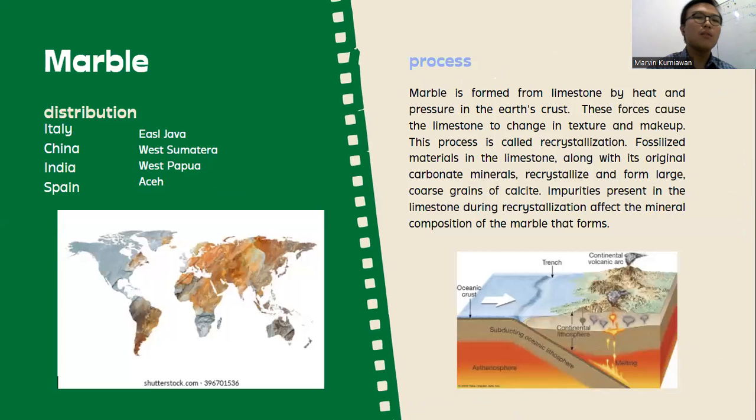The distribution in the world is in Italy, China, India, and Spain. In Indonesia, we often find it in East Java, West Sumatra, West Papua, and Aceh. The process of marble is when limestone is heated and pressured in the Earth's crust. So these forces cause the limestone to change in texture and makeup, which is called recrystallization. And finally, after a long period of time, marble will be formed.